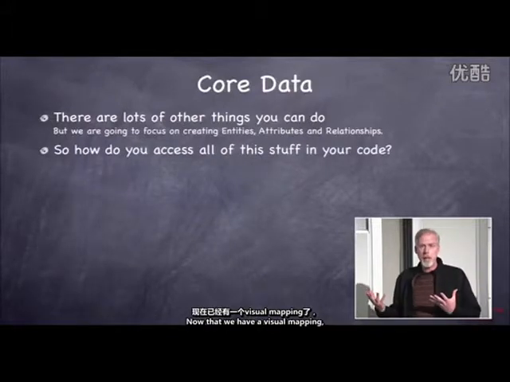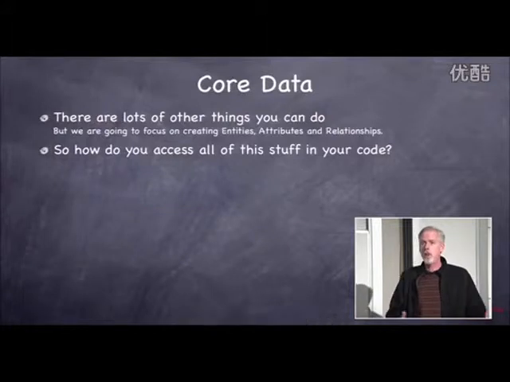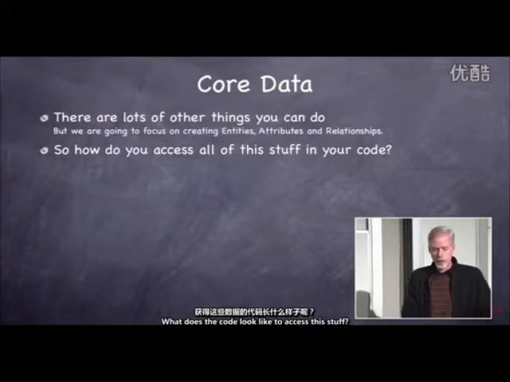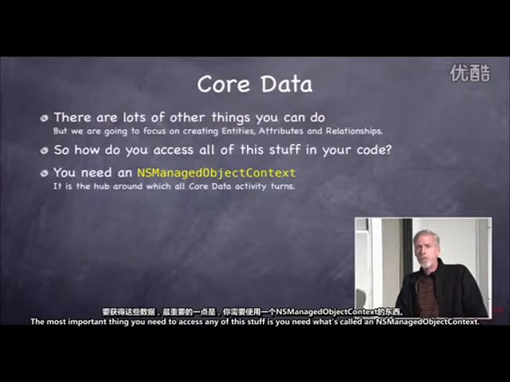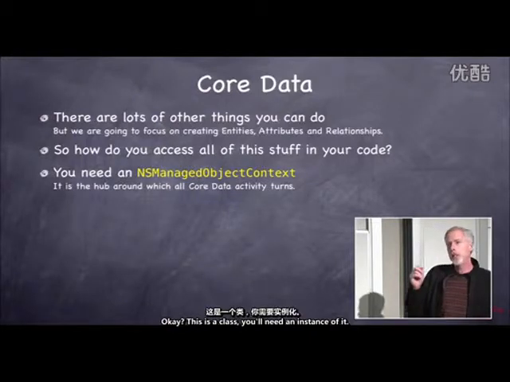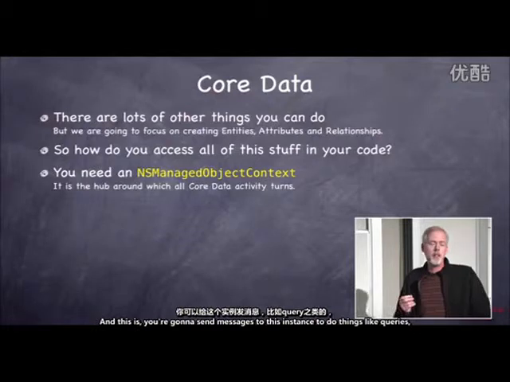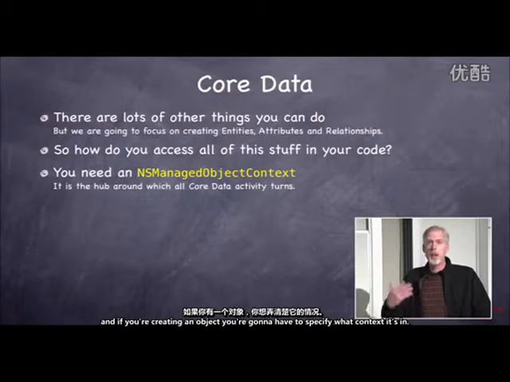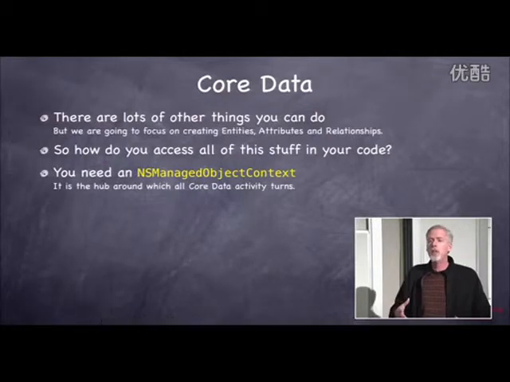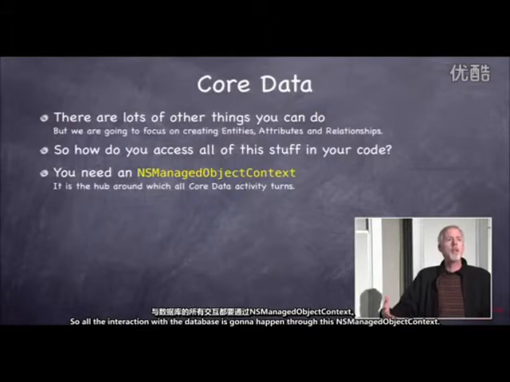Now that we have a visual mapping, how do we access all this stuff in the code? What does the code look like to access this stuff? The most important thing you need is what's called an NSManagedObjectContext. This is a class. You'll need an instance of it, and you're going to send messages to this instance to do things like queries, and if you're creating an object, you're going to have to specify what context it's in. So all the interaction with the database is going to happen through this NSManagedObjectContext.